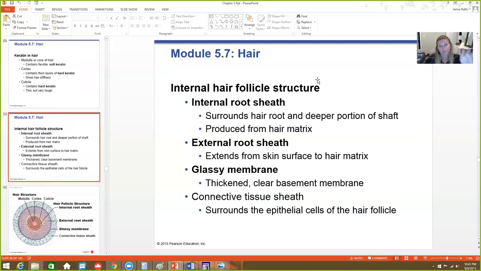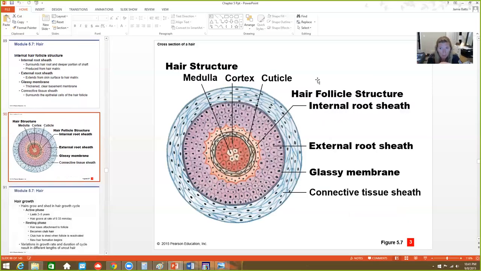So the internal follicle has some parts to it too. There's the internal root sheath and an external root sheath, and then something called a glassy membrane, and it's all surrounded by connective tissue. So if we look at a cross section of the hair, you see this outermost connective tissue. This is right inside the follicle. You have this glassy membrane that surrounds the whole structure, the external root sheath, then the internal root sheath, the cuticle, the cortex, the medulla.